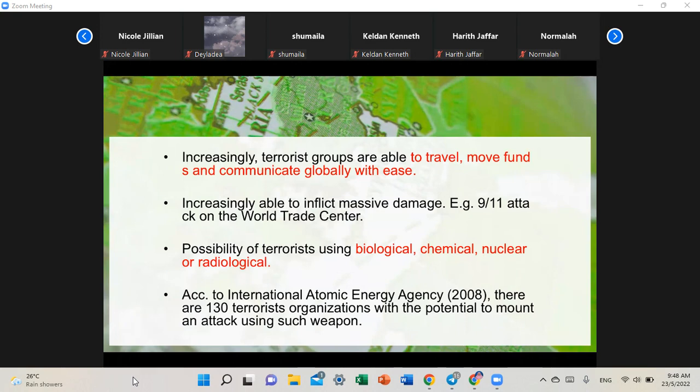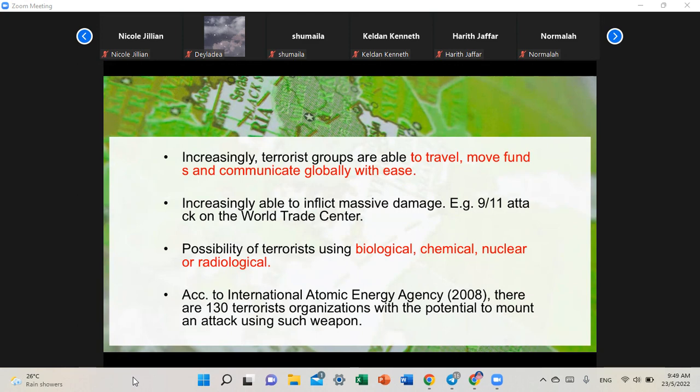Increasingly, terrorist groups are able to travel, move funds, and communicate globally with ease. Again, globalization. Move funds, in terms of how they launder money. They establish fake businesses, channel the money through the name of that business, and it becomes clean money.